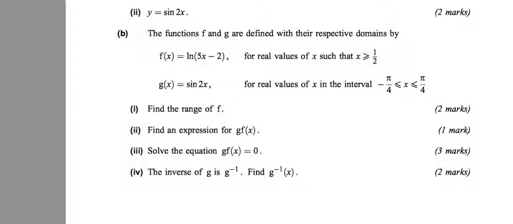So it becomes inverse sine of y is equal to 2x, and then divide by 2. So it's half inverse sine of y. Then we change the letters back again, so y is equal to half inverse sine of x, which I think is what we did.